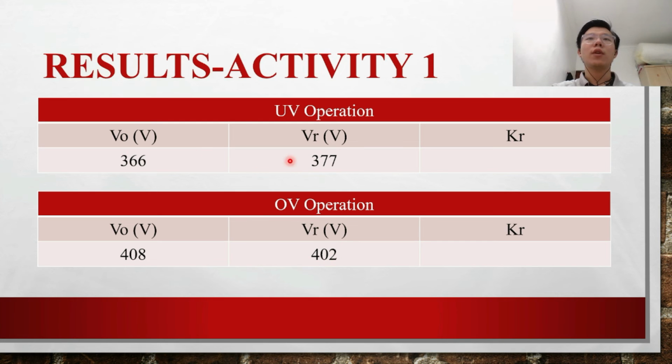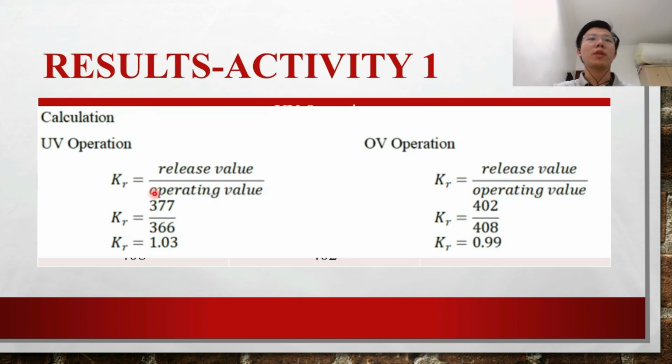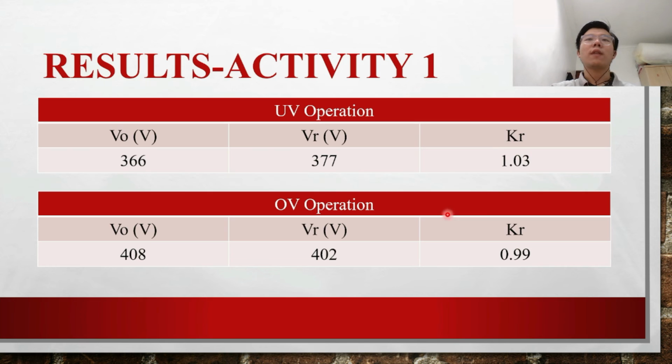Since we get the VO and VI, we can start to calculate the resetting ratio KR. The resetting ratio can be calculated by using the formula release value divided by the operating value. So at the under voltage operation, the KR is 1.03, and at the over voltage operation, we get the KR is 0.99. After we calculate, we record down the KR into the table.